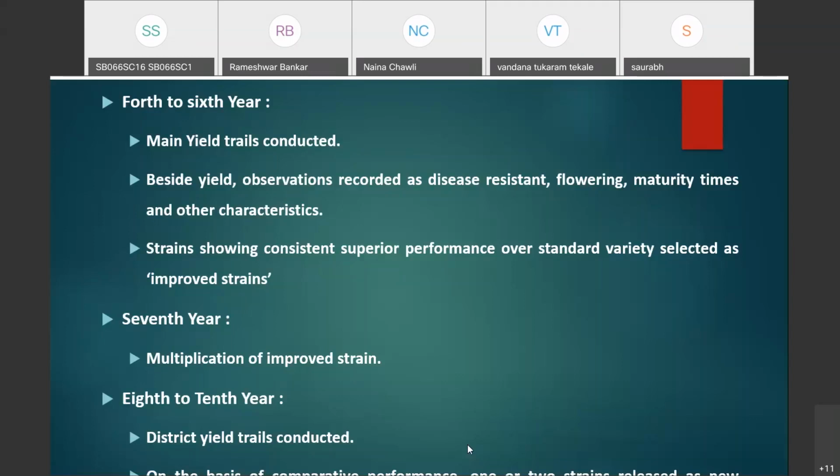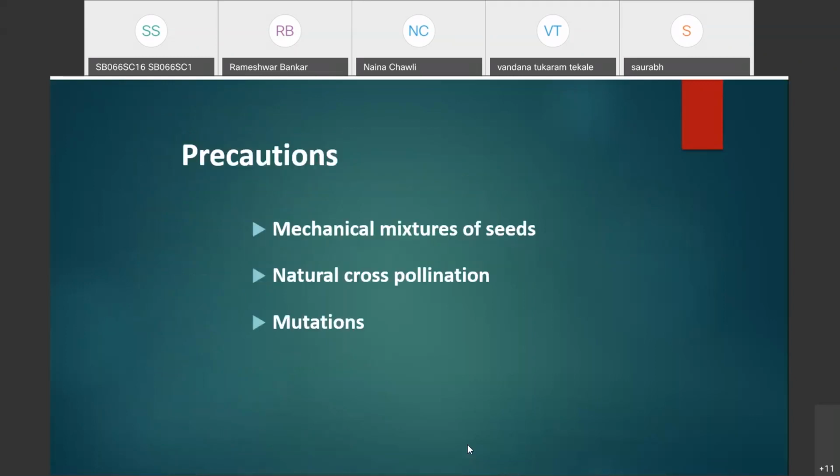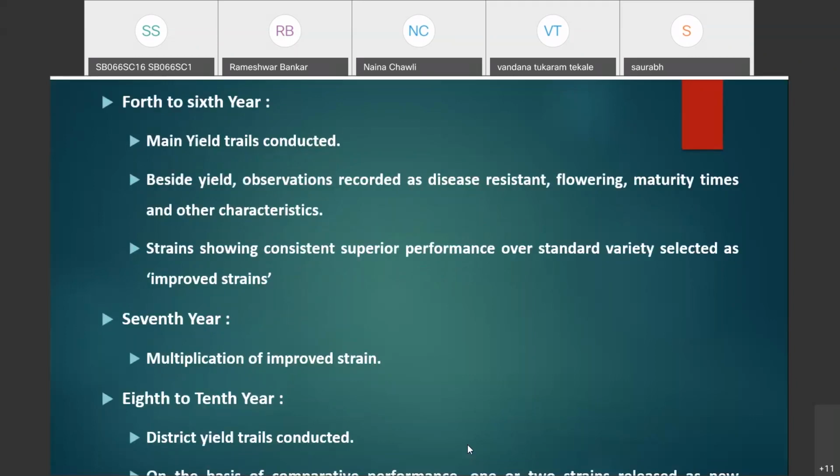Okay, this is the field technique which is used for the release of a new improved variety in self-pollinated crops. It takes about 10 years to release a new variety in self-pollinated crops.